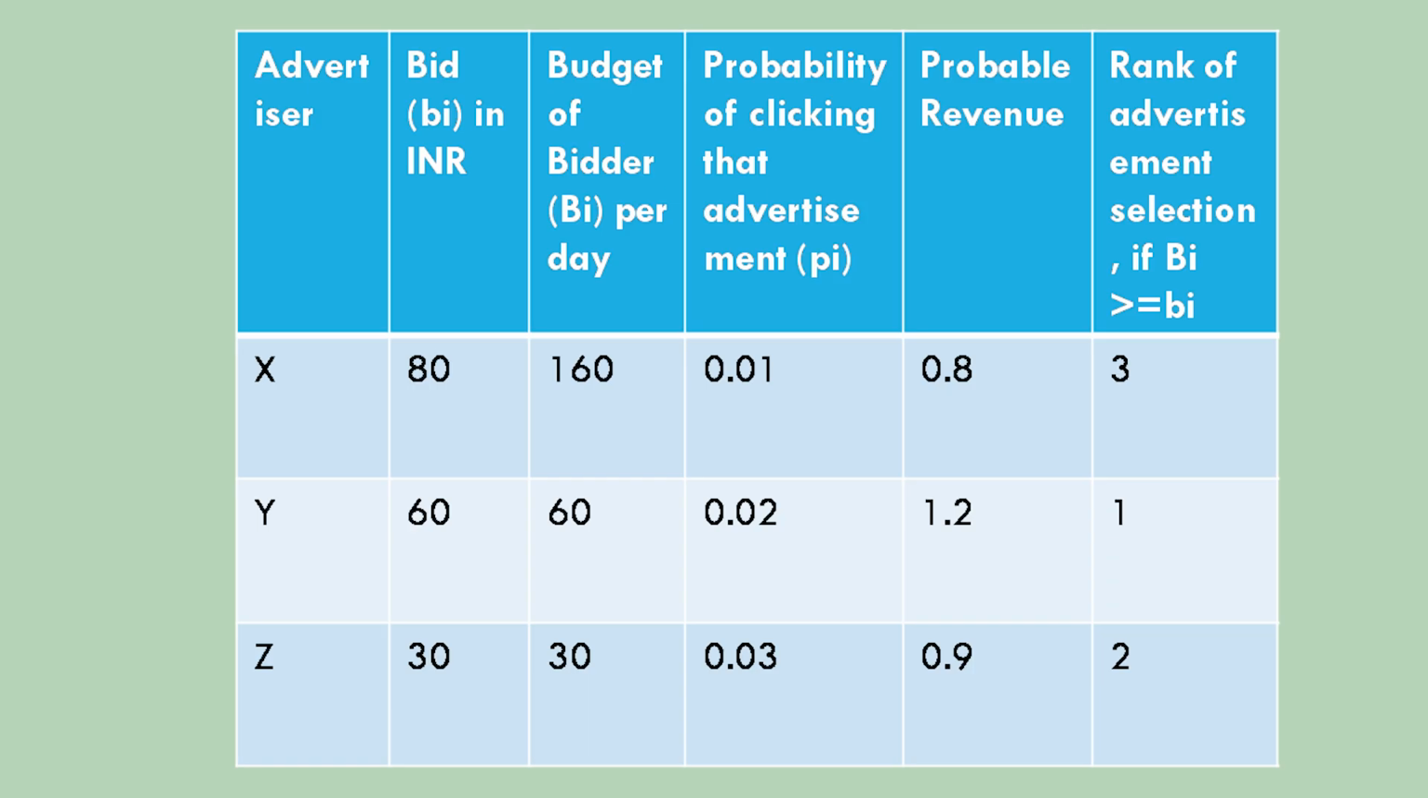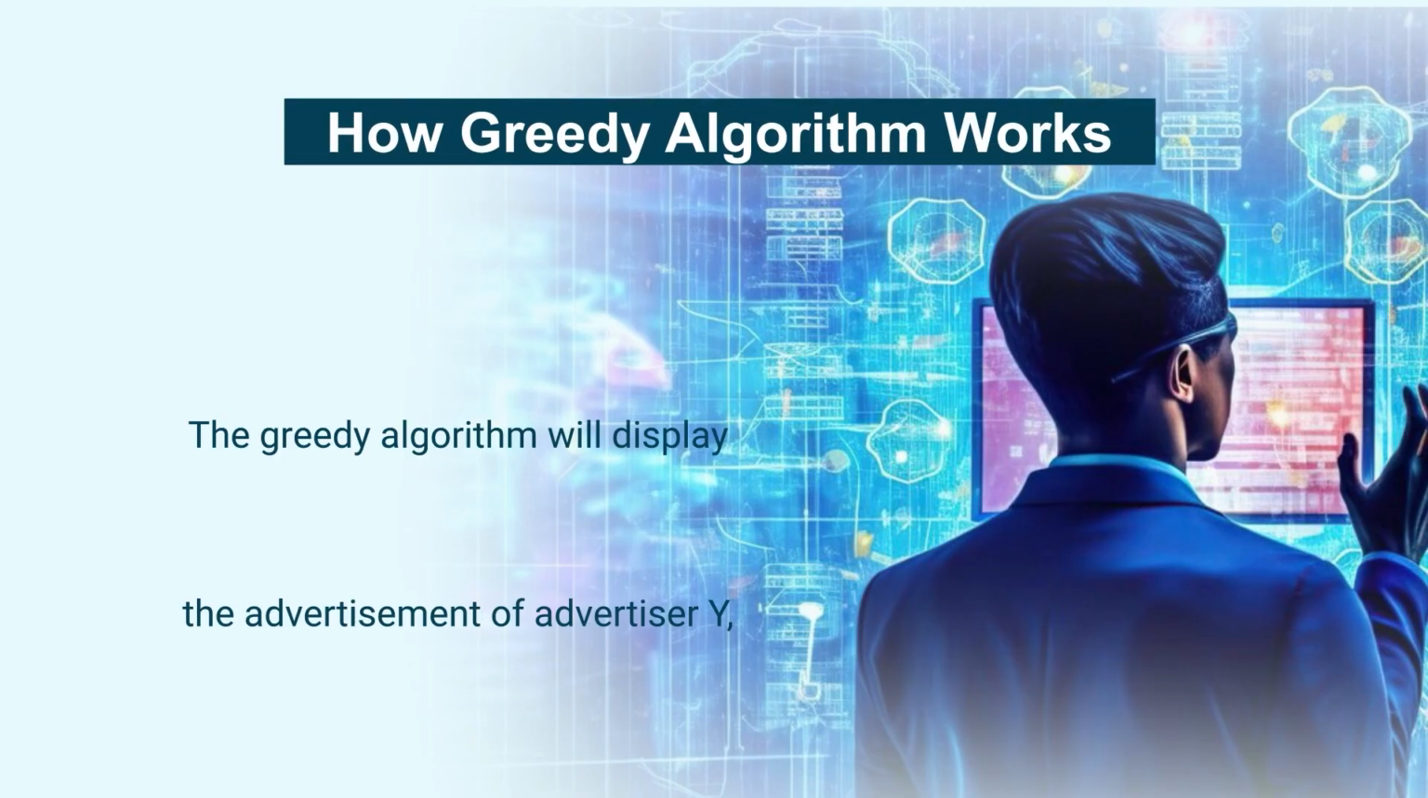Now, how much revenue will be generated if the advertisement from X is clicked? This is 0.8. For Y the revenue is 1.2. For Z the revenue is 0.9. And if I start ranking these, the first rank goes to Y, second to Z, and last to X, depending upon the revenue they will generate. Now, how does this greedy algorithm work?